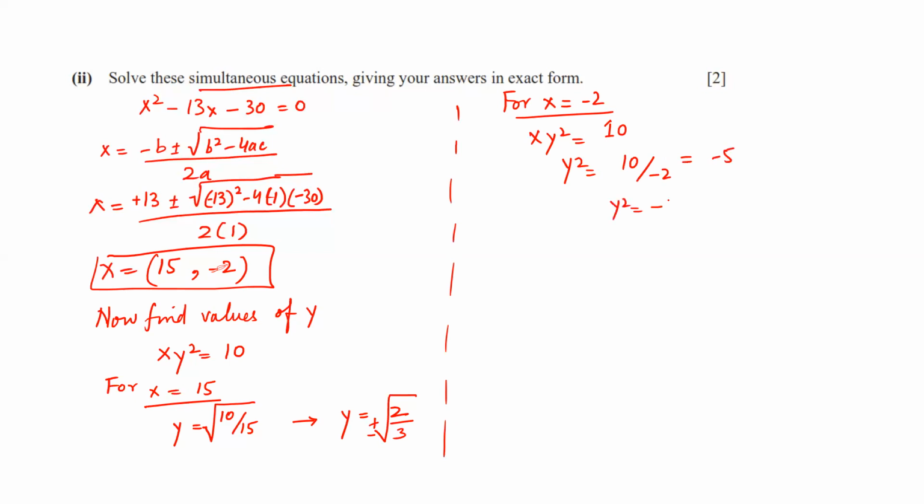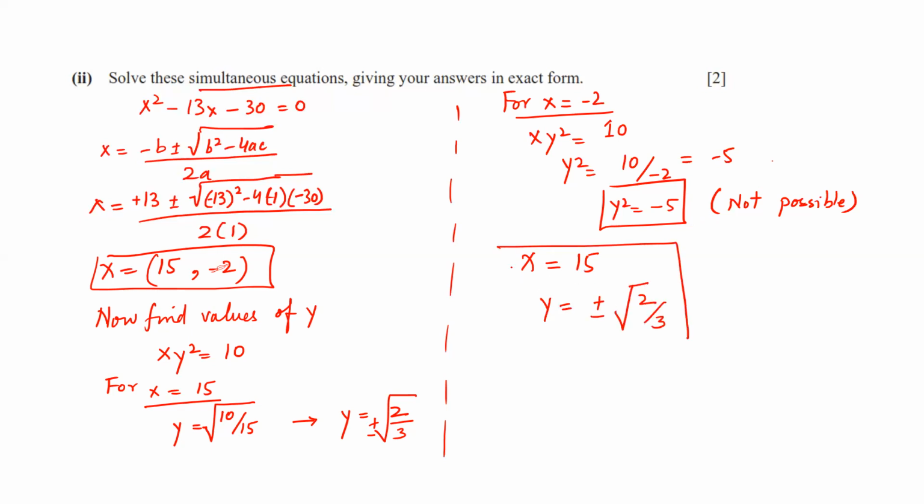So y square is equal to minus 5, and this is not possible. Although we are not going to higher math, so actually we are not going to complex numbers, so this is not possible. So simply we are left with the values. Answers are for x equals 15, y is equal to plus minus root 2 by 3. So if we are going to solve these equations simultaneously, these will be our answers. So this is how you will be solving this equation to get the answers.